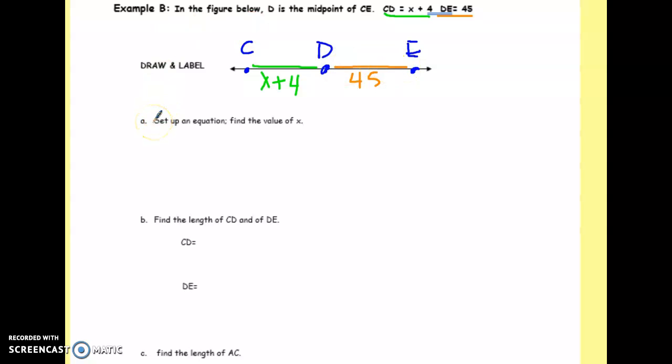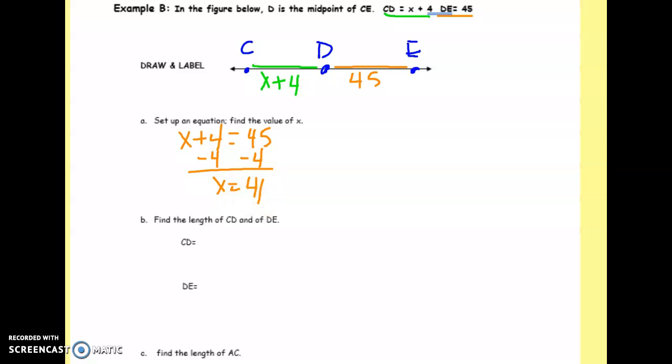So the first thing it's going to ask you is, hey, set up an equation and find the value of x. Well, again, midpoints mean that it cuts it into two equal parts. So I can put my expressions and set them equal to each other. So x plus 4 equal to 45. In this particular problem, we have x plus 4, so we would subtract 4 to get x all by itself, and you end up with x equals 41.